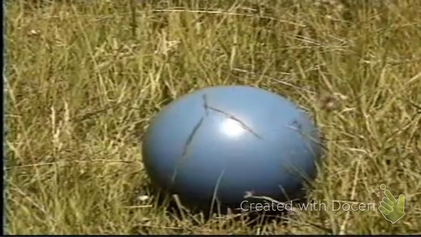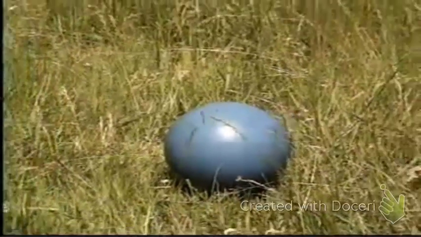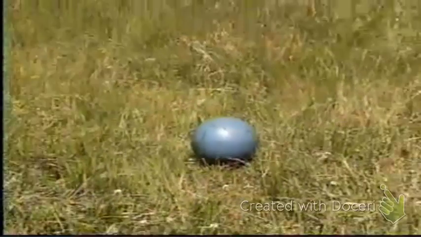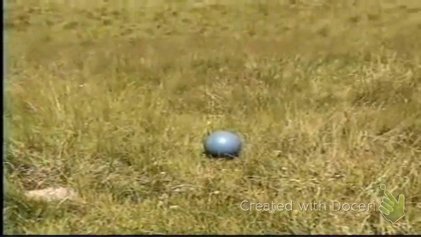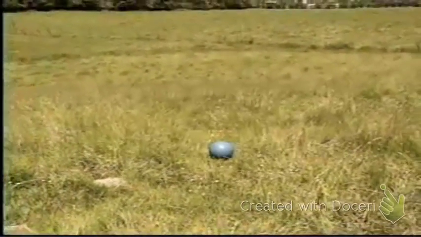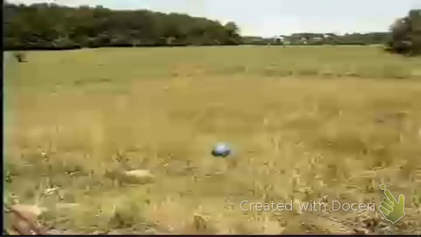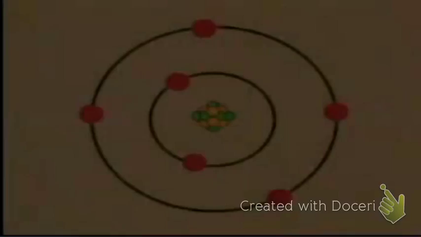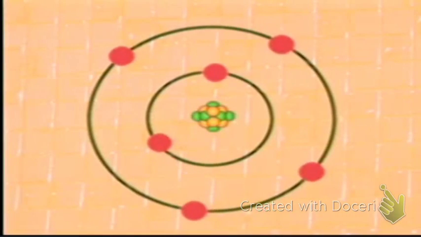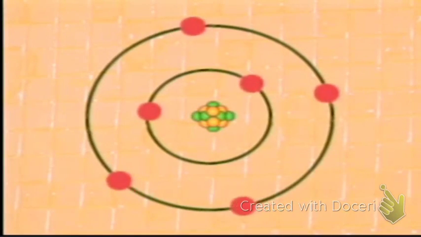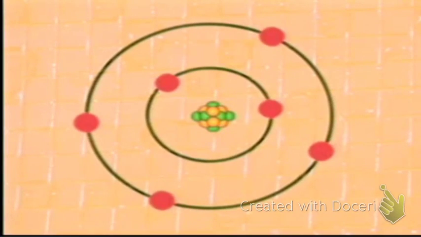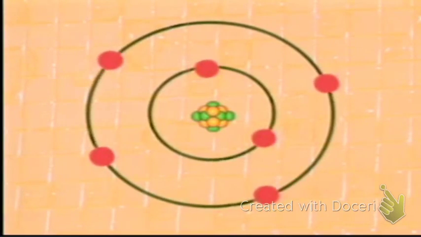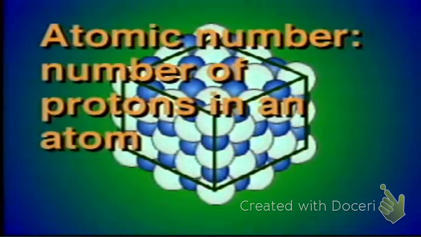While the nucleus contains most of the mass of an atom, it takes up only 1/100,000th of an atom's space, equivalent in ratio to this ball in this meadow. While all atoms have a nucleus, what is it that makes them different? The answer lies in their number of protons. The atomic number is the number of protons in an atom.